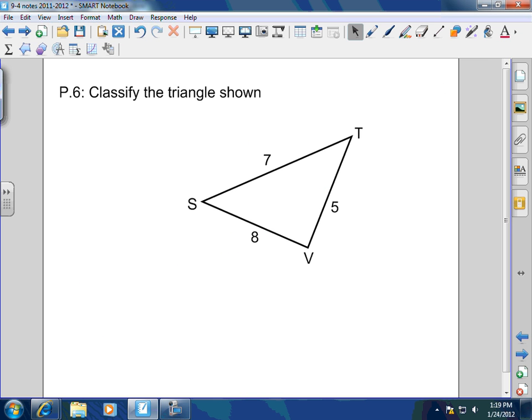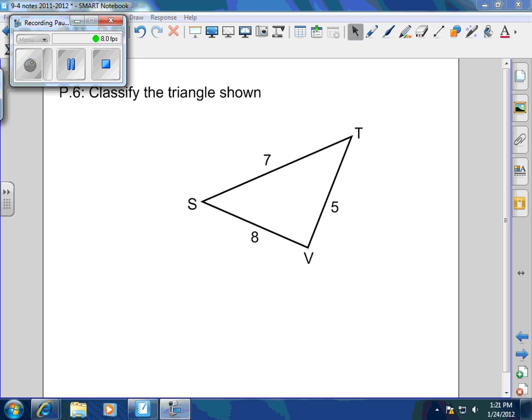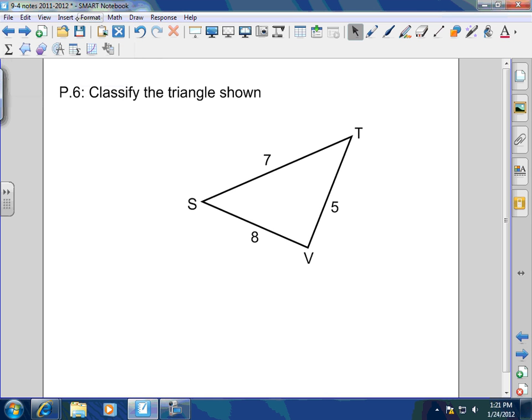Last but not least, classify this triangle. We don't know what kind of a triangle this is, okay? But, all right. So this is going to be, we'll find out right now. How do we set this up, first of all? What would be my C here? Not the 7. The C would be the largest side. So 8 squared must equal 7 squared plus 5 squared if that's going to be a right triangle.